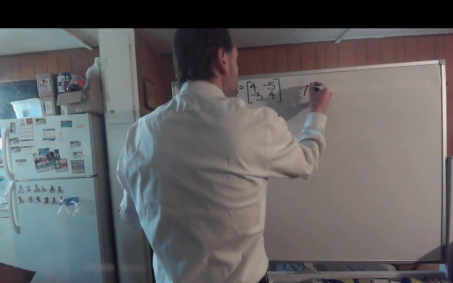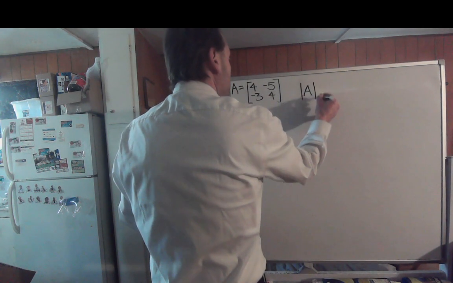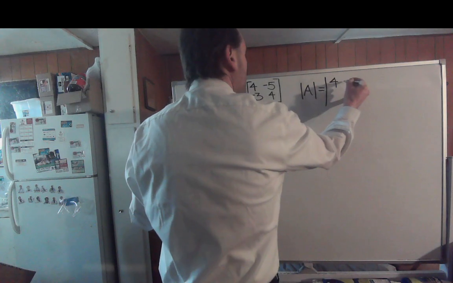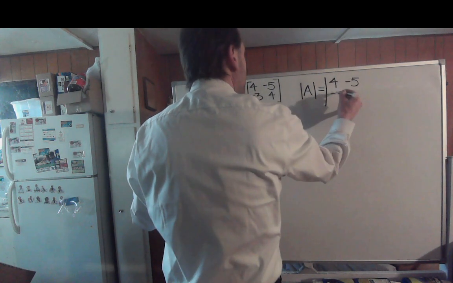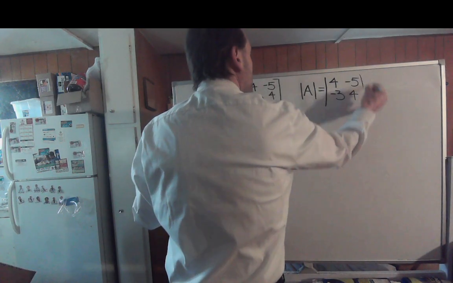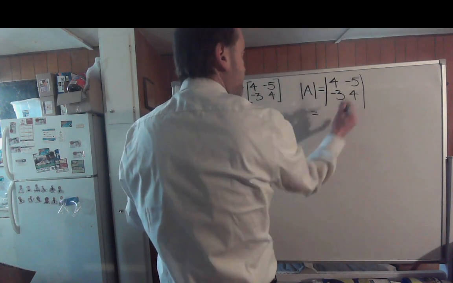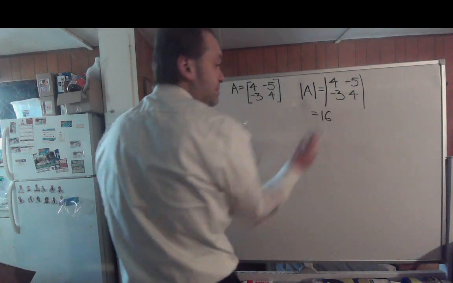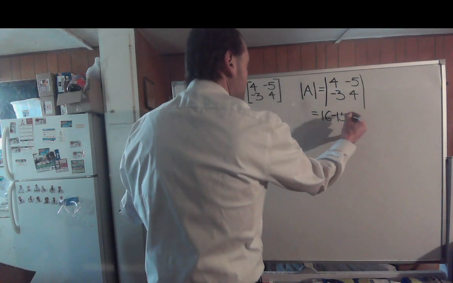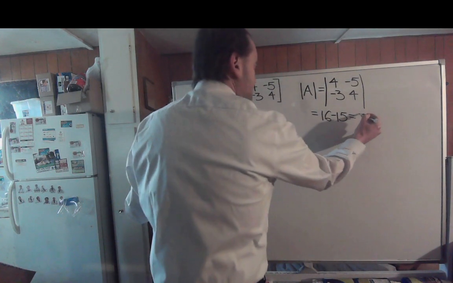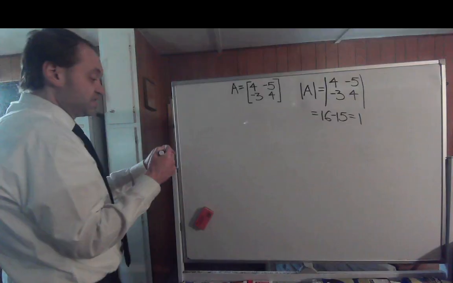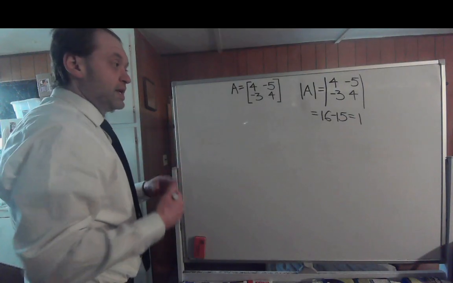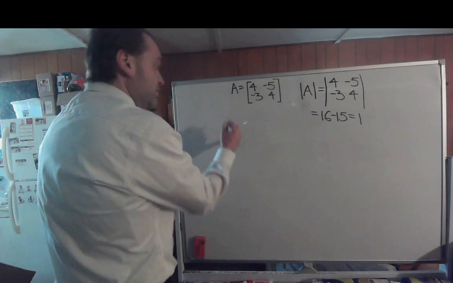So, take the determinant of A, which is going to, of course, set up your determinant notation for 4, -5, -3, and 4, which will end up giving you 4 times 4 is 16, minus -5 turns into +5 times -3, that'd be -15. 16 minus 15 is 1. So the determinant of this matrix is +1. Now, we know the determinant, so we can start to find the inverse.